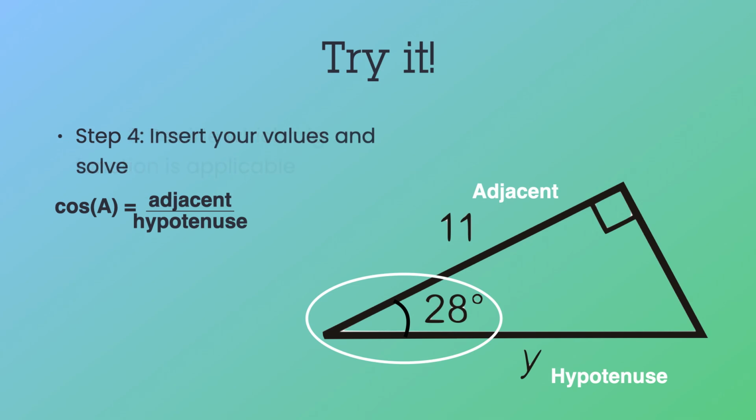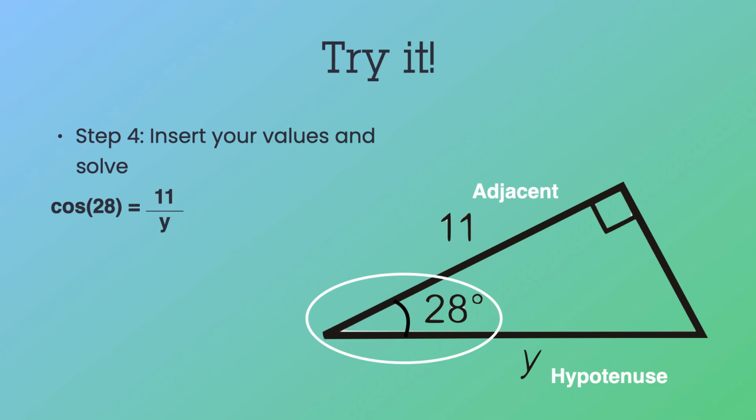Then step 4, insert your values and solve. So we are finding the cosine of 28 here, 28 degrees. Our adjacent side is 11, and our hypotenuse is the y value. But now our y value, our unknown, is in the denominator, and that will freak a lot of people out.